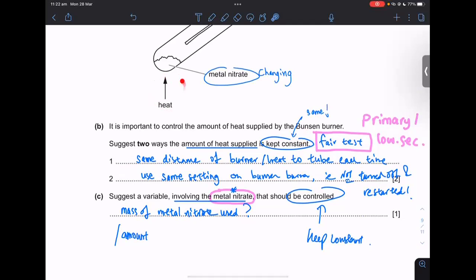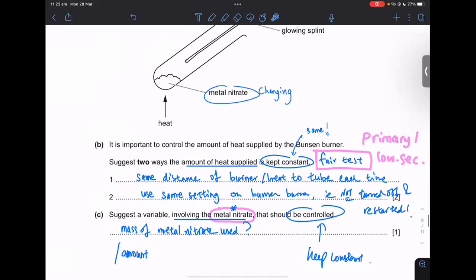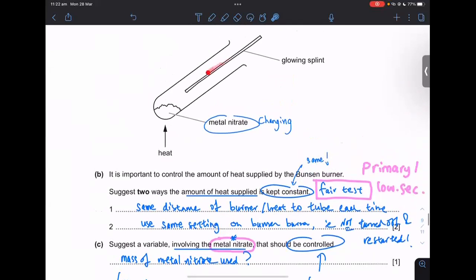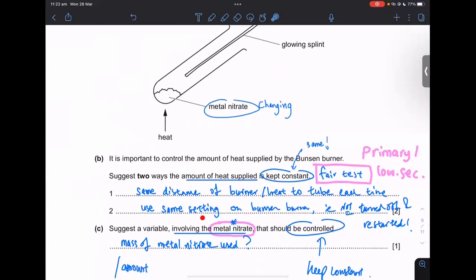We must keep the heat constant. How do we do that? People talk about the metal nitrate, people talk about the fire, the glowing splint, but you are mentioning about the heat. So something about use the same setting. So you don't turn off the Bunsen burner, you just keep it on. You use the exact same Bunsen burner, the exact same fire setting. So you don't change the oxygen, you don't open the air hole or close the air hole, you just keep it.